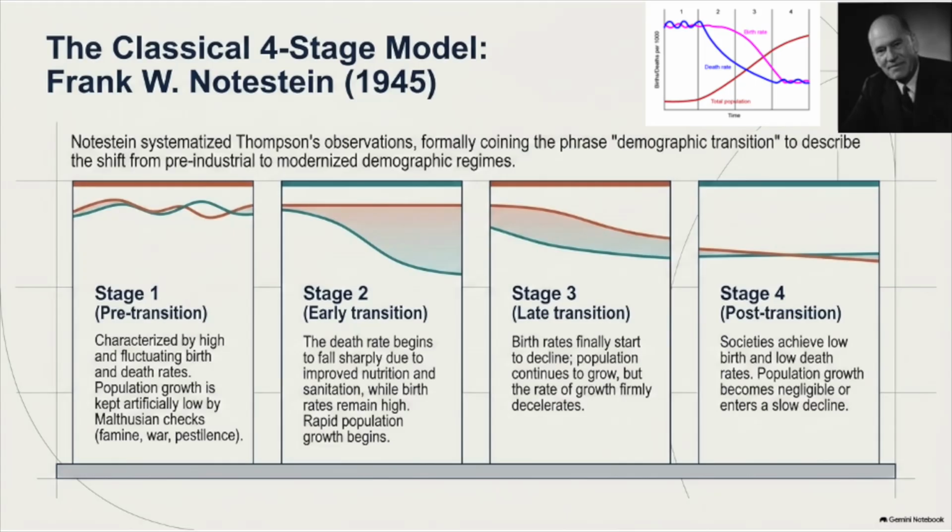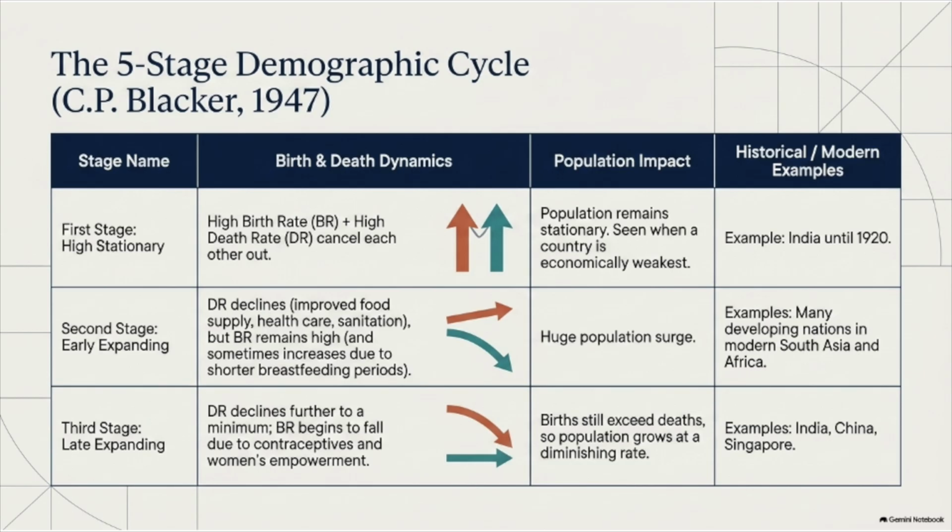Stage 3, late transition, sees birth rates finally start to decline, and though the population continues to grow, the rate of growth firmly decelerates. And stage 4, post-transition, sees societies achieve low birth and low death rates, with population growth becoming negligible or entering a slow decline. C.P. Blacker expanded this into a five stage demographic cycle in 1947.